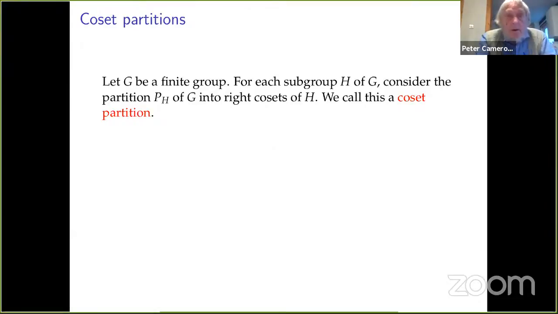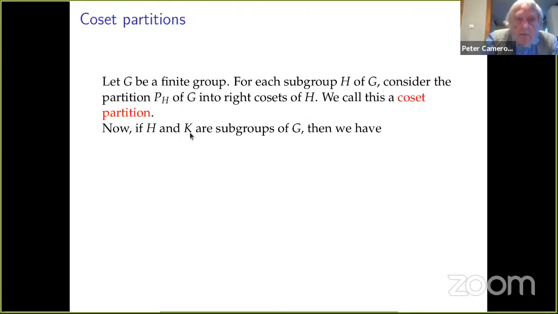Here's an example of a partition. Suppose you have a group. Well, I said a finite group, but it needn't be finite. Any old group would do. Take a group. For any subgroup, you have a partition into right cosets of that subgroup. This is one of the first things that you learn in a group theory course, that if you take H, multiply all its elements on the right by a fixed element of G, that gives you a coset, and the cosets form a partition of G. So for every subgroup of a group G, we get a coset partition.